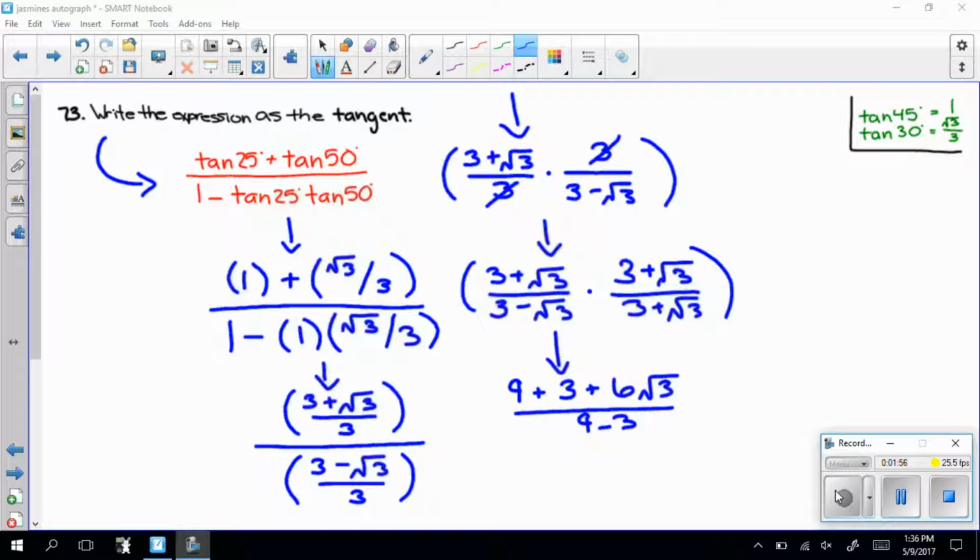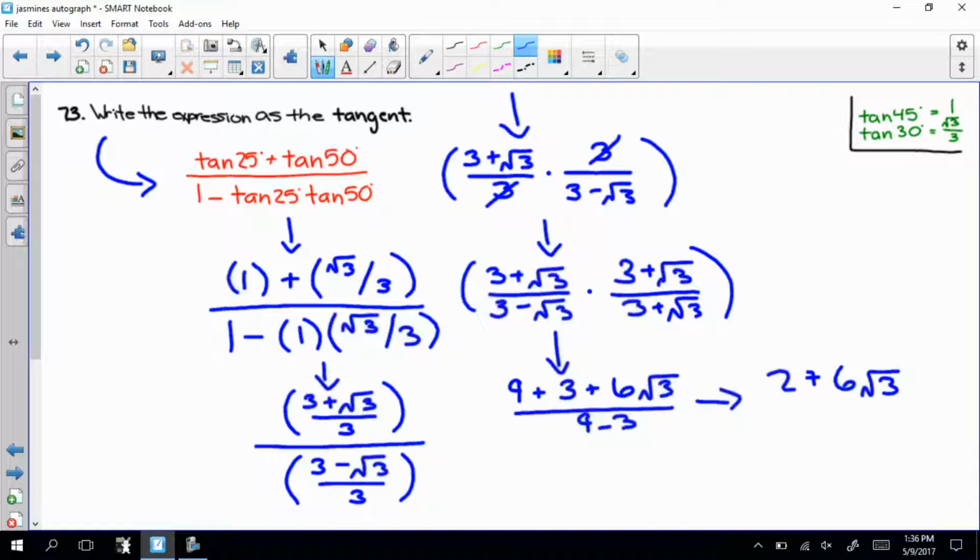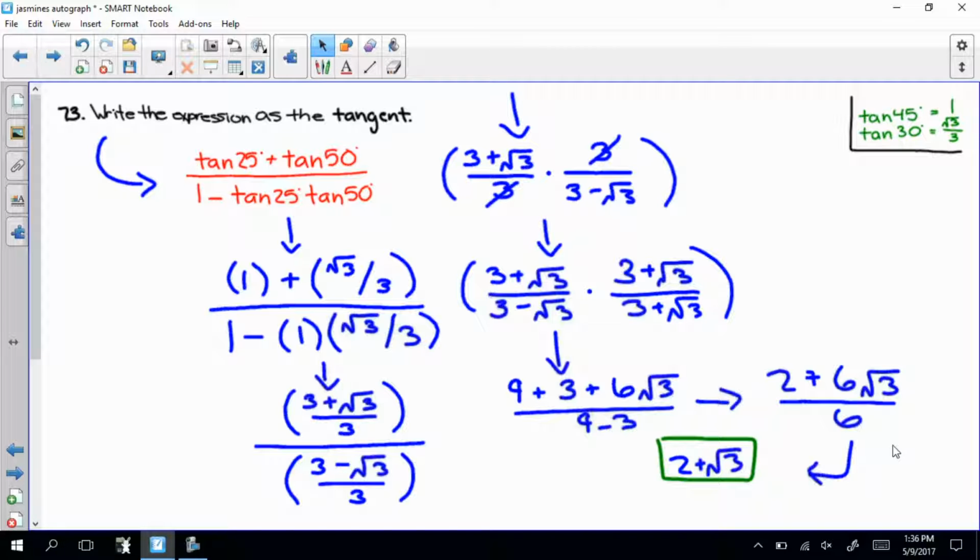This simplifies to 9 plus 3 plus 6 square roots of 3 over 9 minus 3. This is then simplified to 12 plus 6 times the square root of 3 over 6. And this is then divided out and left with 2 plus the square root of 3 as our final answer.